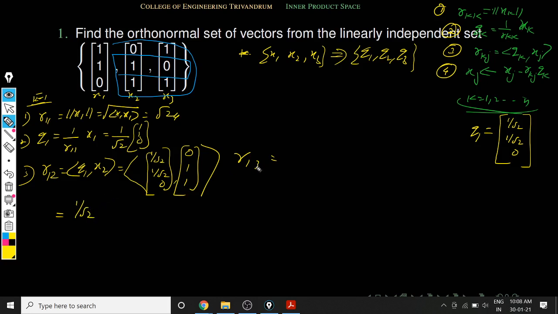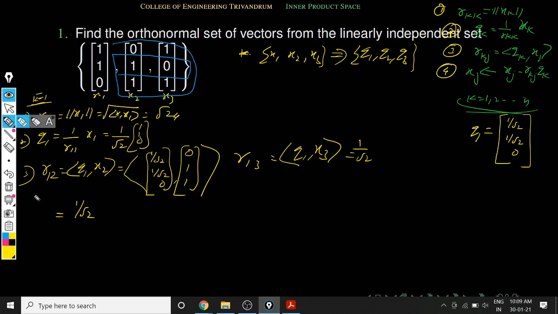Similarly, we have to find R13. So what is R13? That is the inner product of Q1 and X3. Q1 is this one, X3 is this one. So 1/√2 into 1 is 1/√2, plus 1/√2 into 0 is 0, plus 0 into 1 is 0, so 1/√2. So R12 and R13 both are 1/√2.